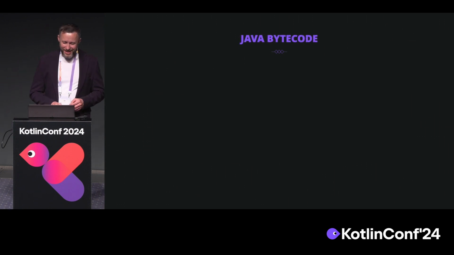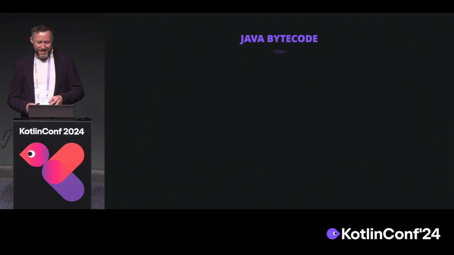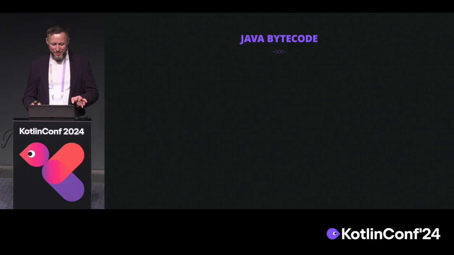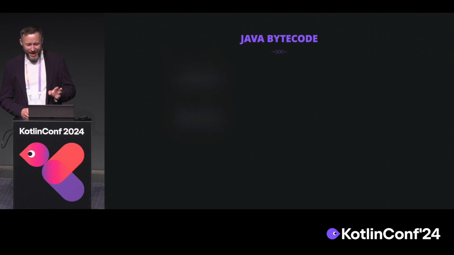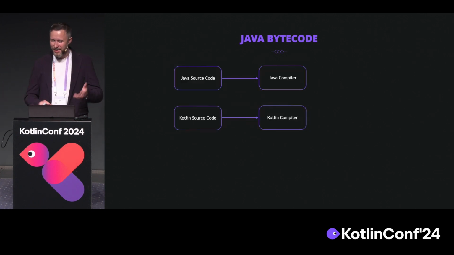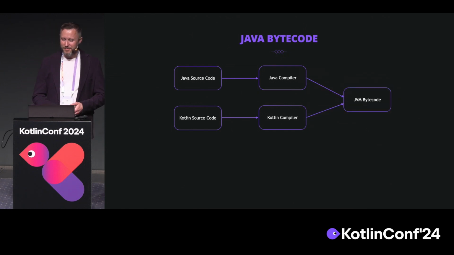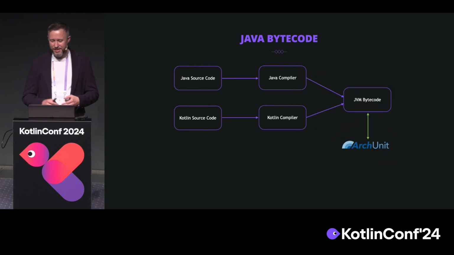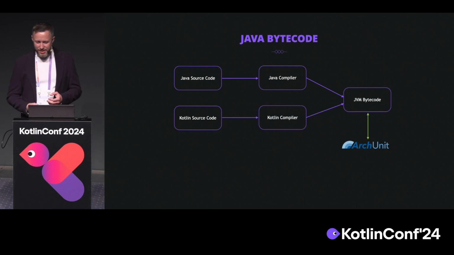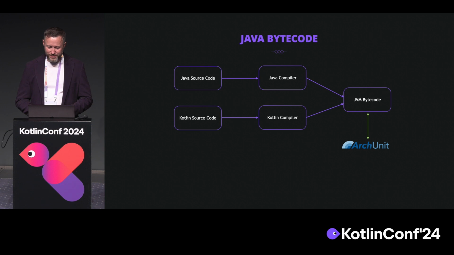So the main thing is that ArcUnit may be an effective solution for Java projects, but it falls short when it comes to Kotlin. So at a high level, we have Java source code or Kotlin source code that is compiled by a compiler to the JVM bytecode, and ArcUnit works at the JVM bytecode level. It means that it analyzes the bytecode that was generated to provide the check.